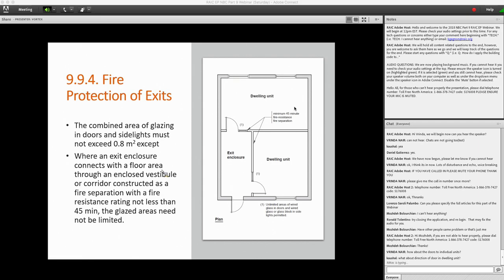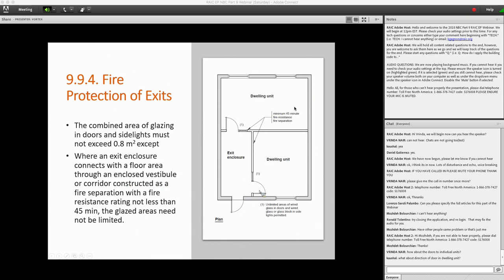So where you have, for instance, wired glass or glazing in the exit fire separation, remember we mentioned that an exit has to be fire separated from the remainder of the building. So if you want to have glazing, the combined area of glazing in doors and side lights in the exit fire separation should not exceed 0.8 square meters, except where an exit enclosure connects with a floor area through an enclosed vestibule or corridor.